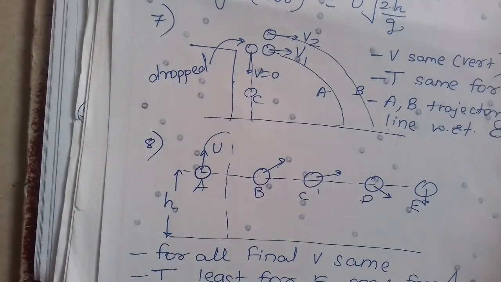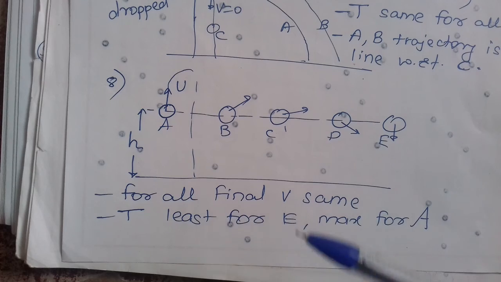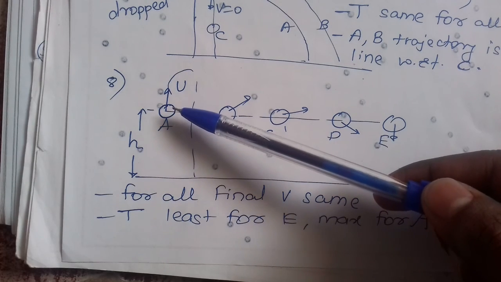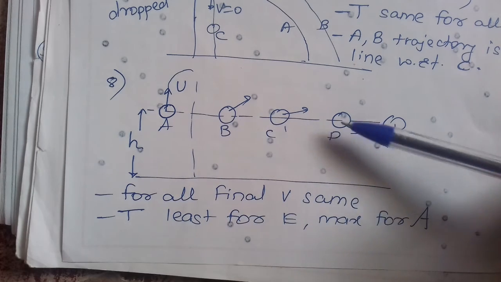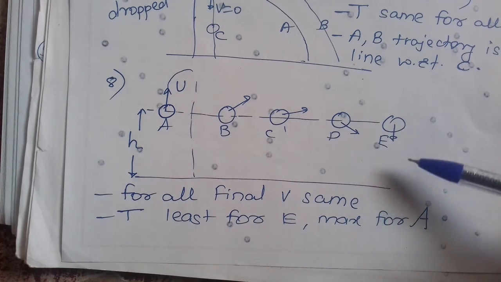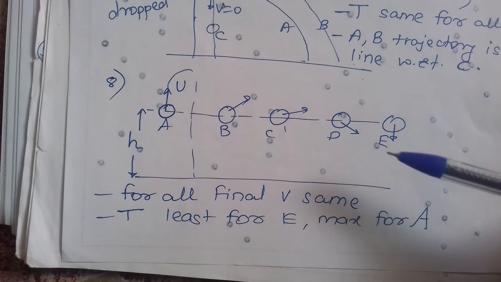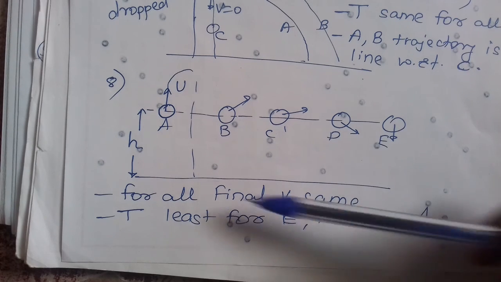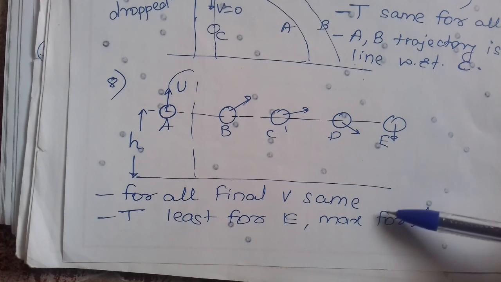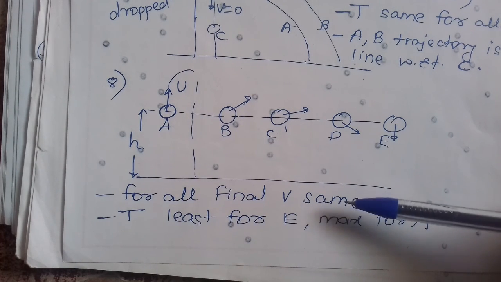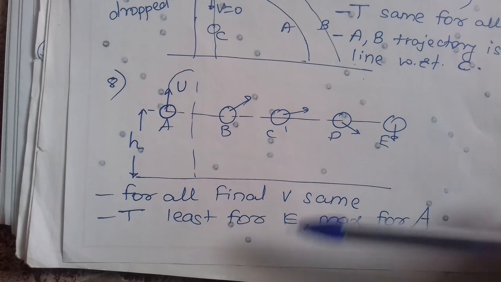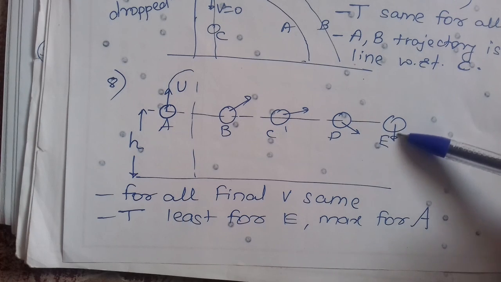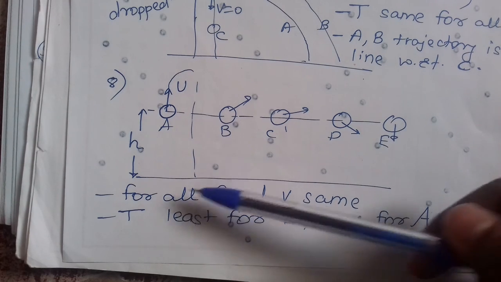Then there are 5 balls. First one is projected with upward velocity u, second one is projected like this, third one like this, fourth one, fifth one. All of them projected with same velocity but in different directions, but when they reach ground, their total final velocity is same, not vertical or horizontal. Ball E takes least time to reach ground and ball A takes maximum time to reach ground.